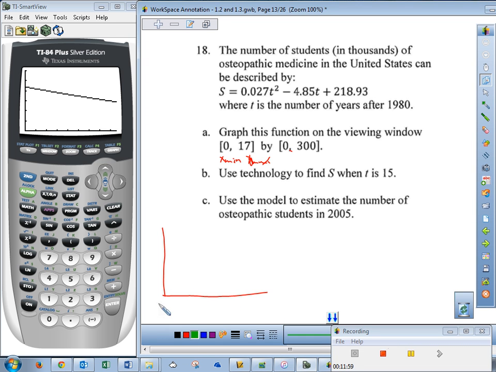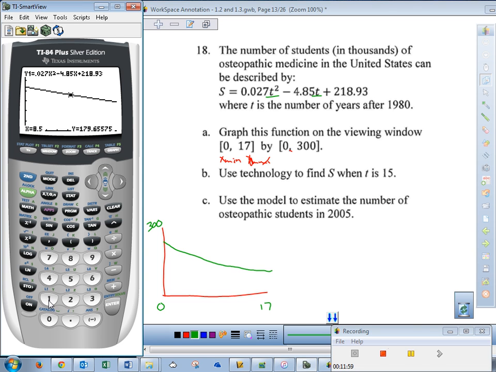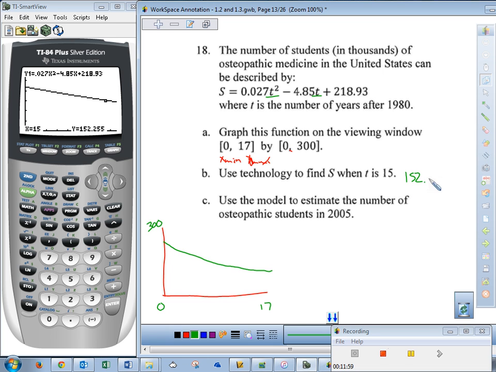Put your window parameters right there, 0 to 17, and this is 0 to 300. As a rough guess, something like so. Use technology to find S when t is 15. T is basically your x values, so to figure out when x is 15, you can just hit trace 15, and it will tell you. Trace, and then type the number 15 in and hit equals, and it tells you that it is 152.255.